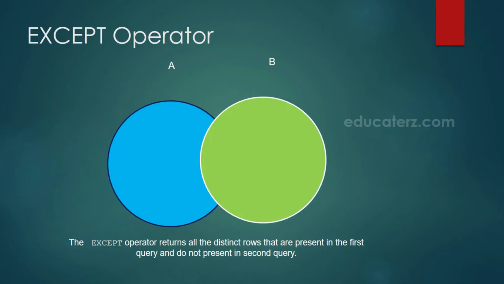Except operator. The except operator returns all the distinct rows that are present in the first query and not present in the second query. Look at the diagram. We have set A and set B, or query A and query B. So it will return query A results only, and also it eliminates duplicates. So the rows present in B are not returned. So this is the except operator.